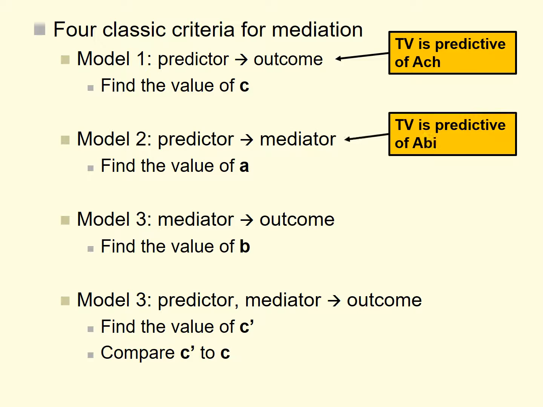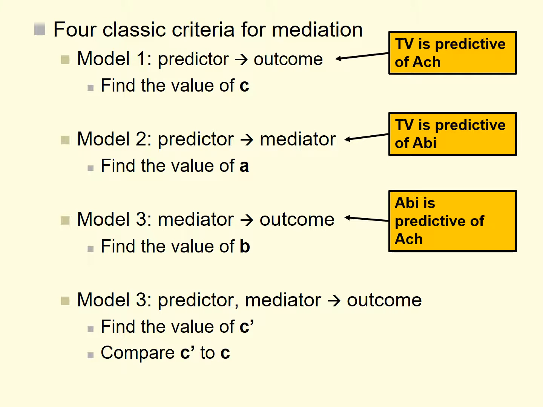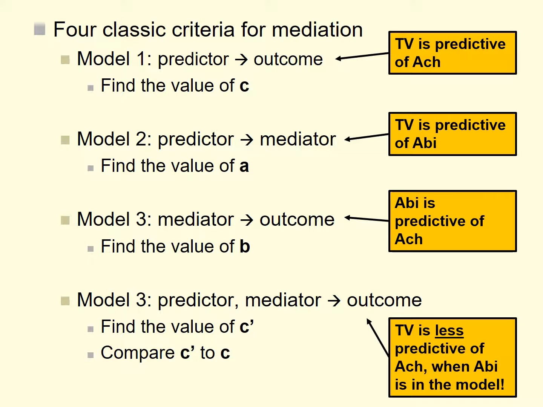That's good. We found that television is predictive of ability. Well, that's helpful if ability is going to be a mediator. We found that ability is predictive of achievement. Well, that's good because again, it completes the connection. And we also found that TV is less predictive of achievement when ability is in the model. So we have some general sense that there's mediation going on.